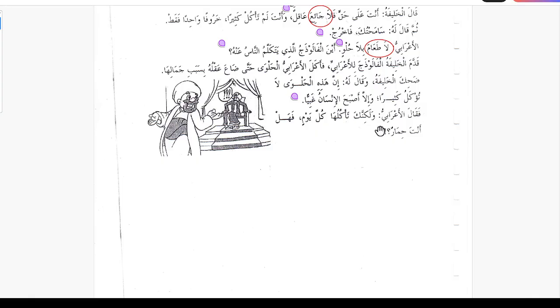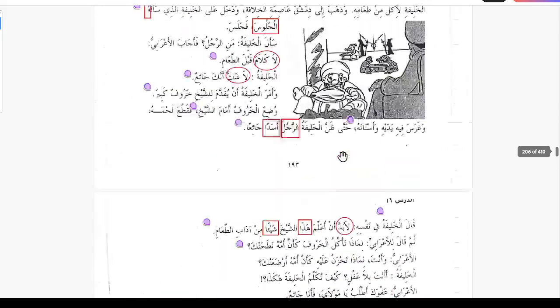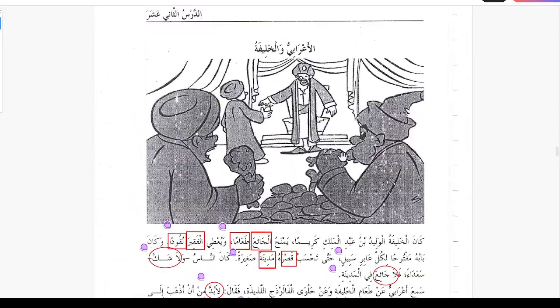Faqala al-arabiyu, so then the Bedouin said, walakinnaka ta'kuluha kulla yawmin, but you eat it every day, fahal anta himarun, so then are you a donkey? That is, then you are not a man, you are a donkey. So that completes this interesting story.